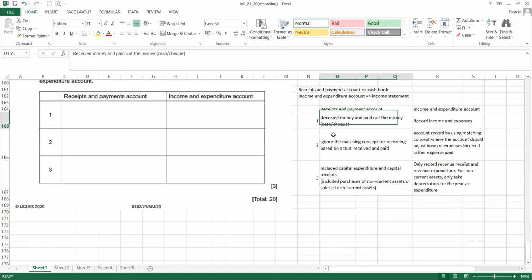Sometimes this can also be the cash book. The same points can be used if the question comes up for other businesses, where they ask for the difference between the cash book and the income statement. So this is for the first question.